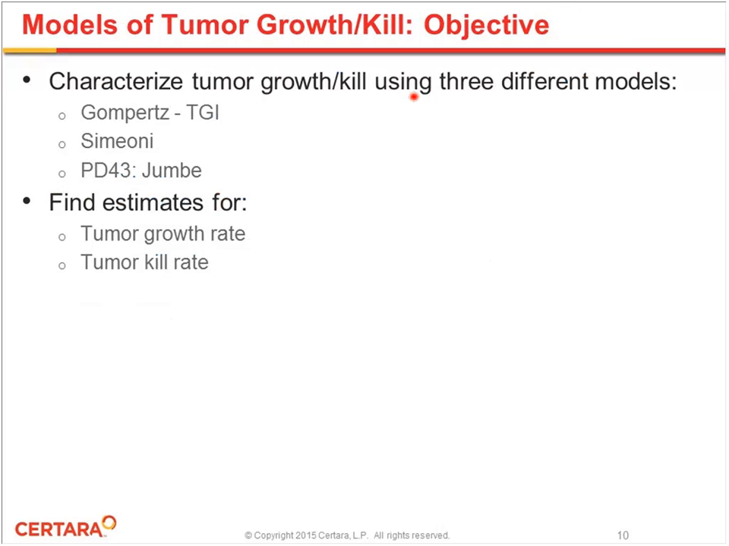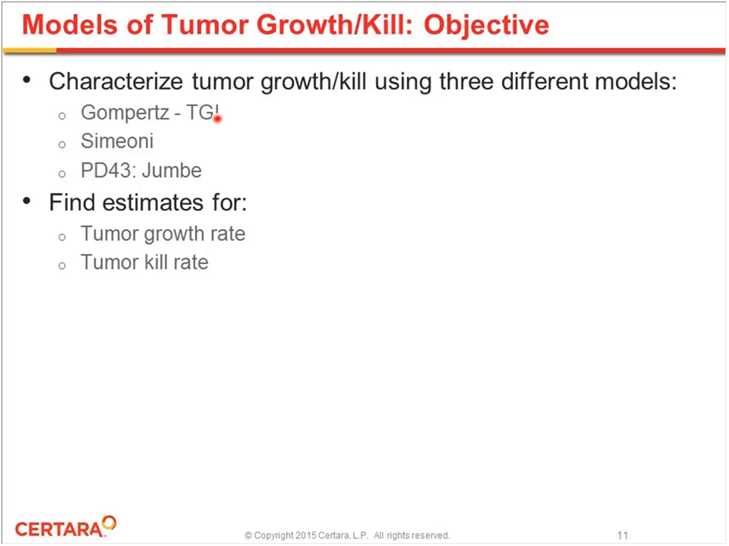So this is the end of my little mini lecture on tumor growth modeling. Now starting with a typical session. And here we go to the exercise PD43 from the Gabrielsson and Weiner book. And the objective here is to characterize tumor growth and kill using 3 different models.